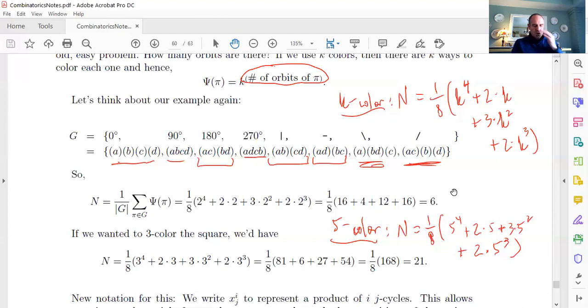So let's see here. What are we going to do to generalize this? Well, I'm actually going to pause this, because I want to upload smaller videos here. But we're going to look at how to generalize this, and we're going to come up with something called the cycle index polynomial. So I'll be back soon.